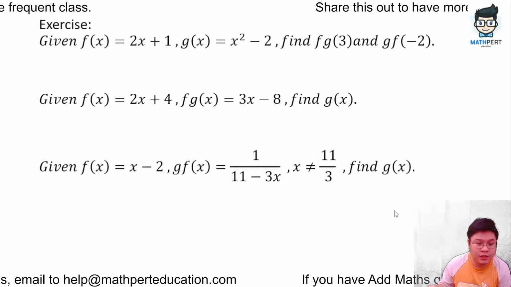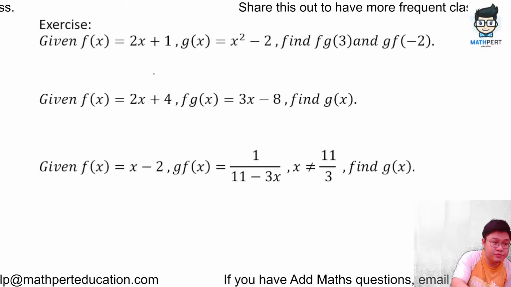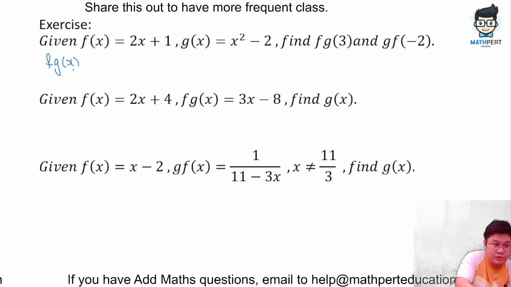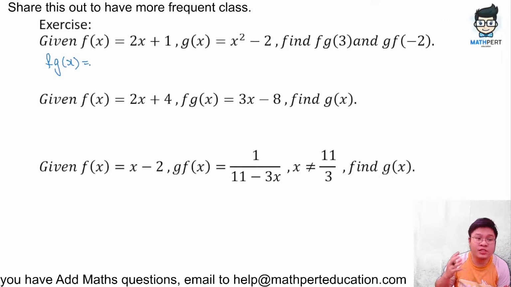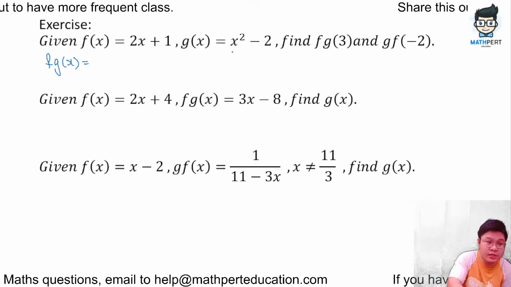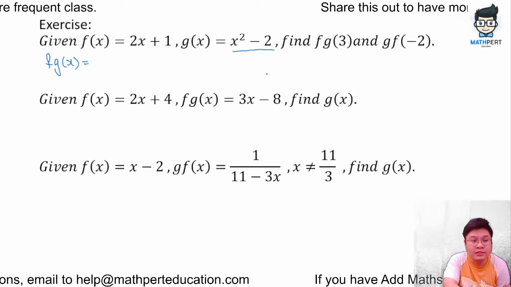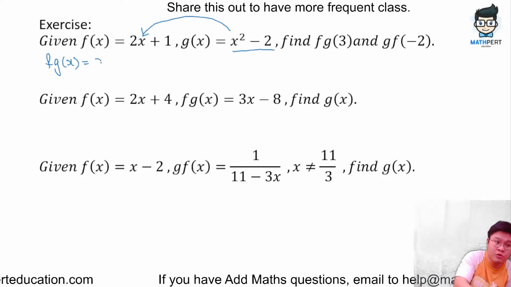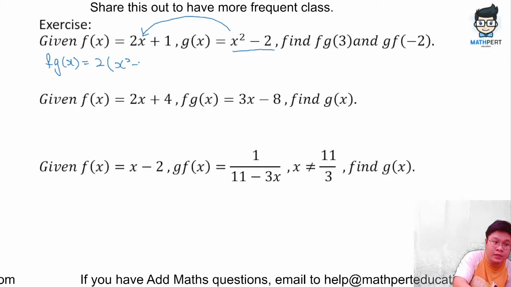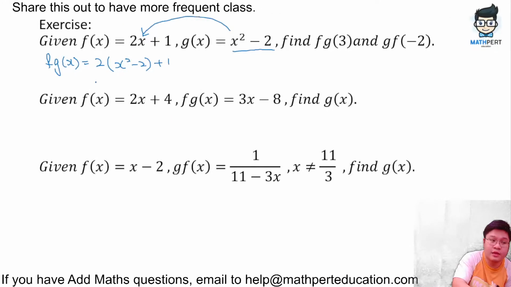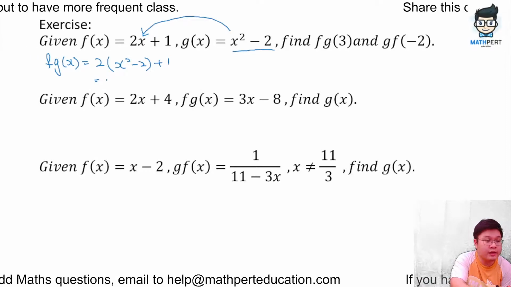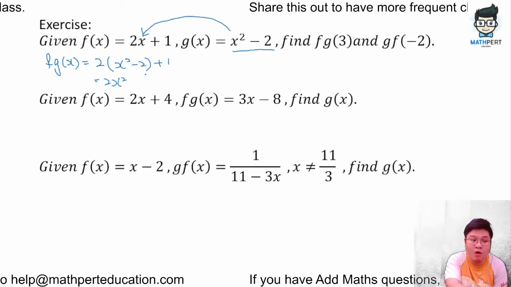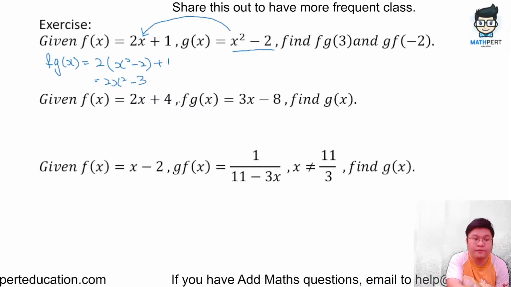Alright, so for this, how can we find fg(x)? We just substitute g(x), which is x squared minus 2, into the x over here. So it will become 2(x squared minus 2) plus 1. When you expand it, you will get 2x squared, then 2 multiply negative 2, you get negative 4. Negative 4 plus 1, negative 3.